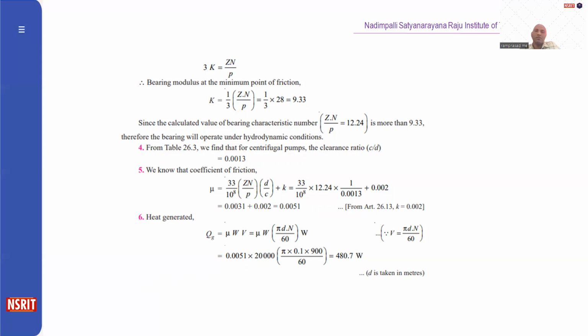You are getting 0.0051. Heat generated is equal to mu W V. Mu is 0.0051 into W is equal to 20,000 into pi D N by 60. Here D is equal to 100 mm, and you have to take it in meters per second. So 0.1 into 900 by 60. You are getting 480.7 watts.